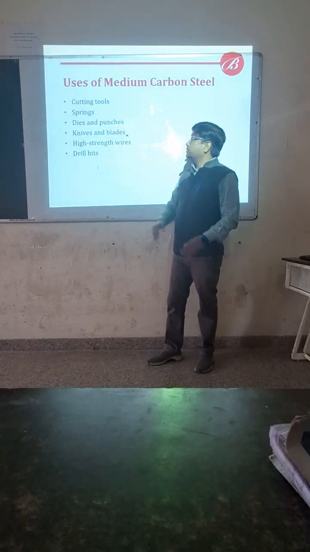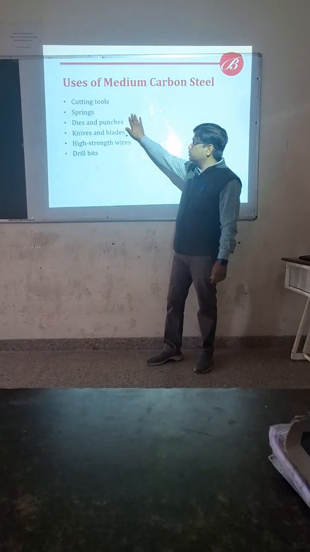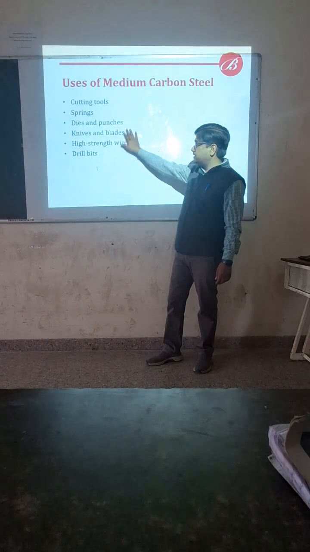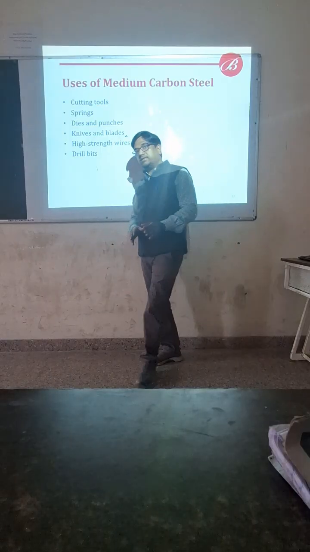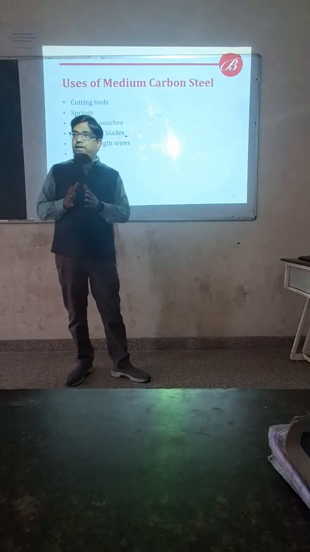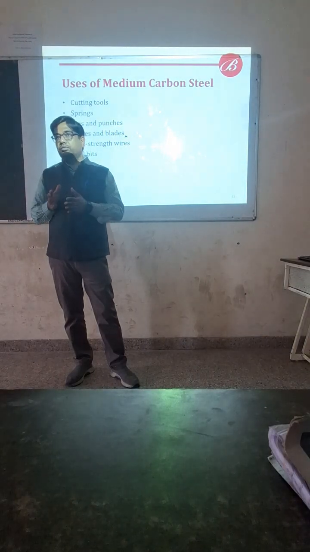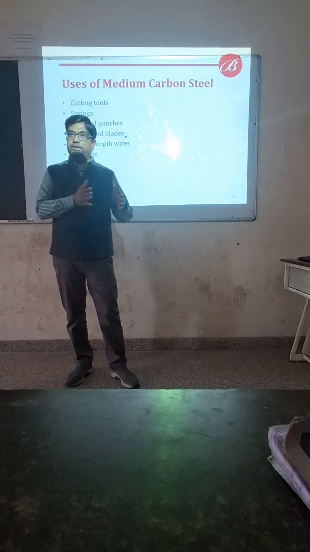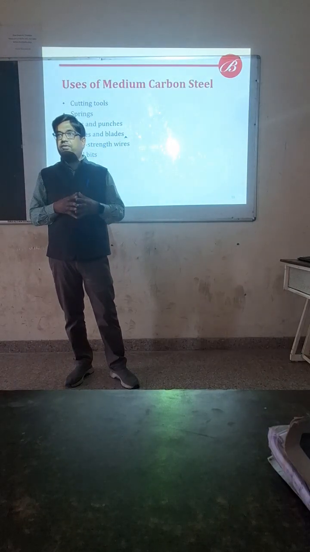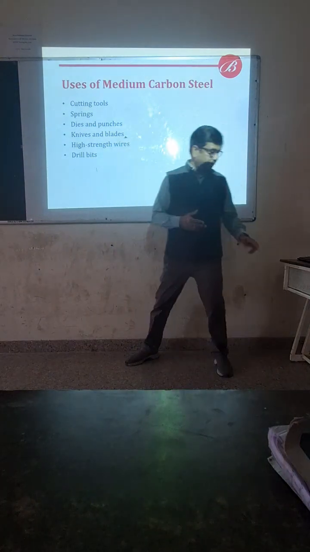What are the uses of high carbon steel? It is used in cutting tools, springs, dies and punches, knives and blades, and high strength wires. So basically, plain carbon steel is the main steel, and it is further divided into low carbon steel, medium carbon steel and high carbon steel, which differ from each other on the basis of carbon content.